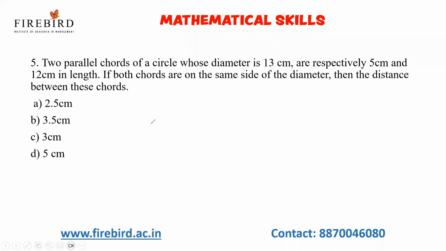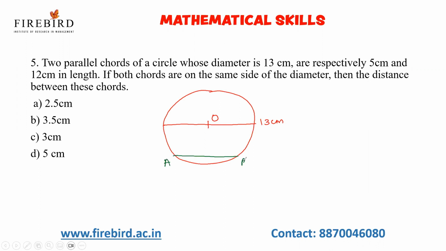Two parallel chords of a circle whose diameter is 13 centimeter. See, the diameter of a circle is 13 centimeter. Let us take the circle center point as O. They are respectively 5 centimeter and 12 centimeter in length. So there are two chords. Let us take one chord AB as 5 centimeter. Okay, AB 5 centimeter. And another chord CD. Okay, CD as 12 centimeter chord. If I draw a straight line, it meets CD chord at E and AB chord at F.